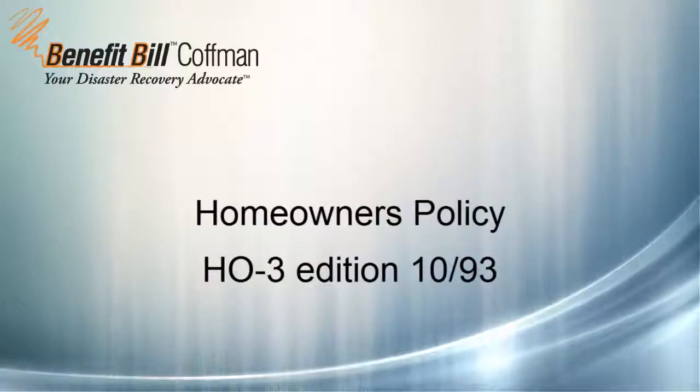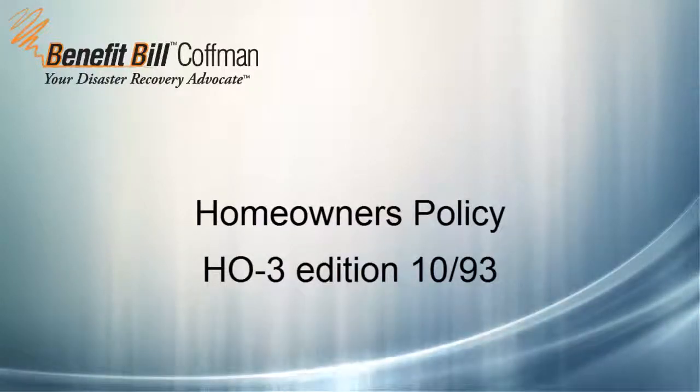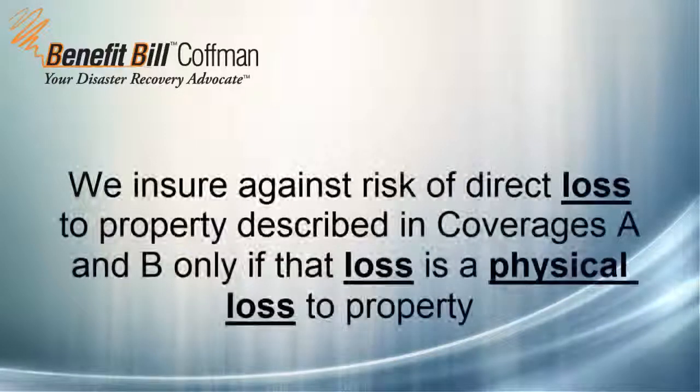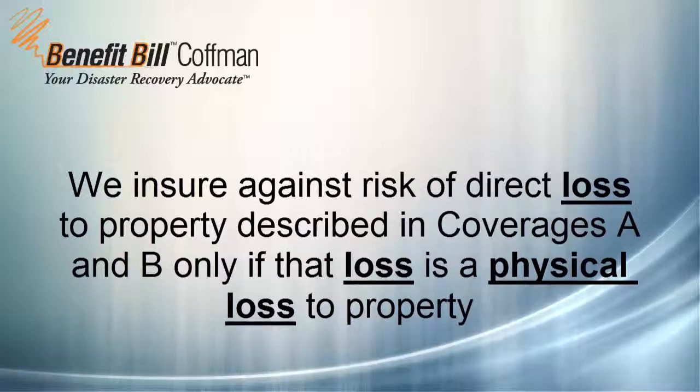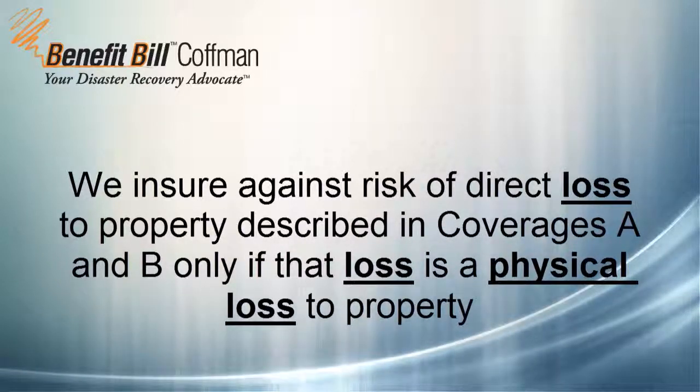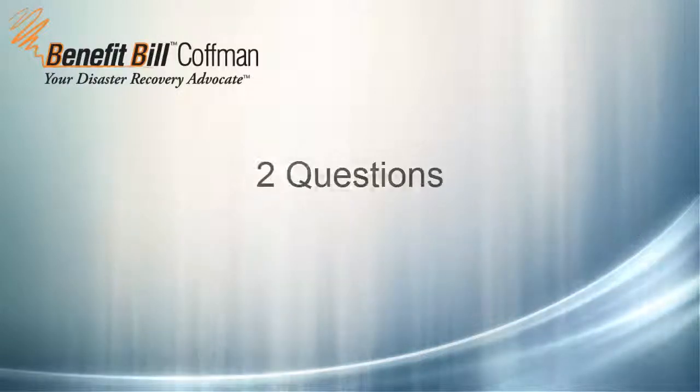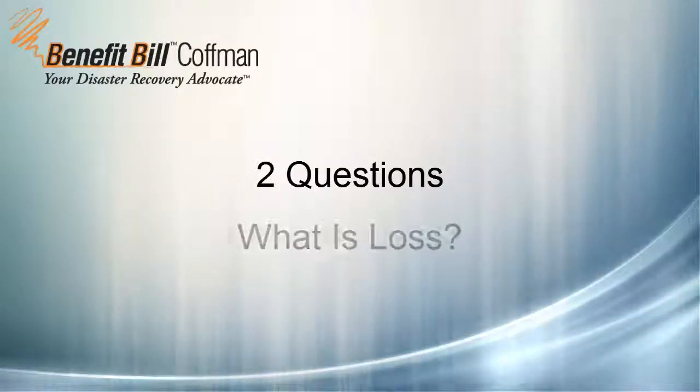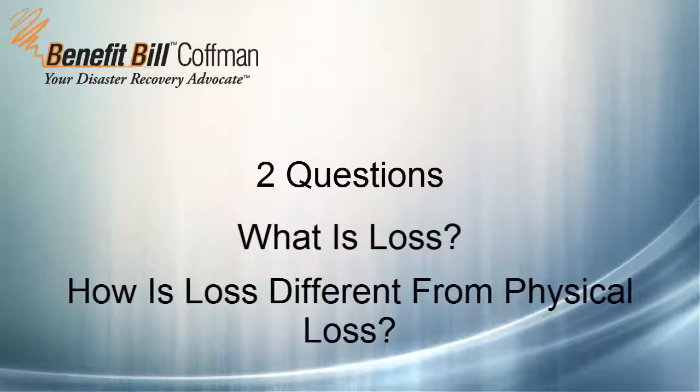Here's what I mean. Here's an example of an insuring agreement taken from the homeowner's policy, H03, edition 1093, and it states, "We insure against risk of direct physical loss to property described in coverages A and B only if that loss is a physical loss to property." Now this begs the question, what's loss, and how does loss differ from physical loss?